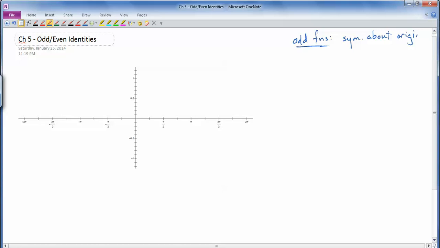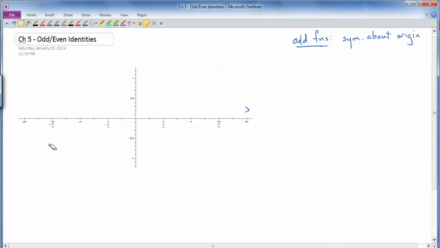And that means stuff like this. If I had some picture that kind of did this right here, then symmetric about the origin would mean if I rotated this thing 180, it looks exactly like it on the other side too. So it would do something like that, right? If there was a hole right here, then there'd be a hole right there. So that would be symmetric about the origin.